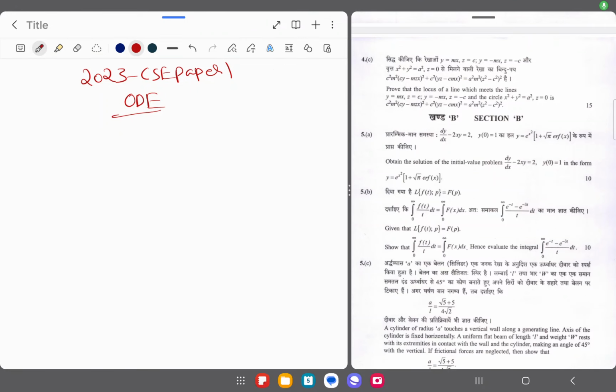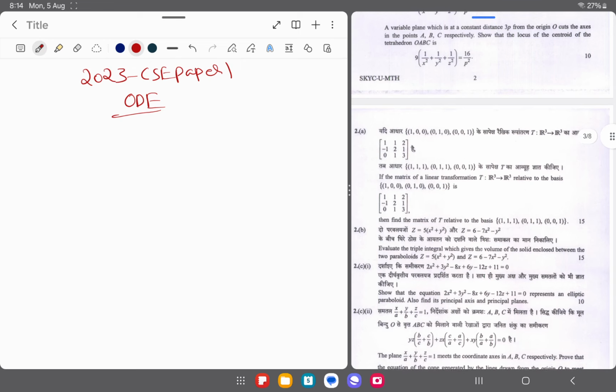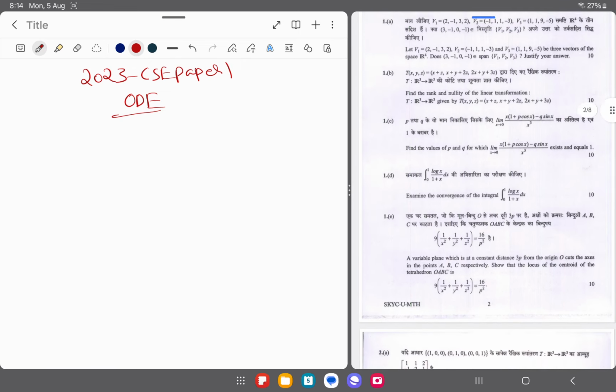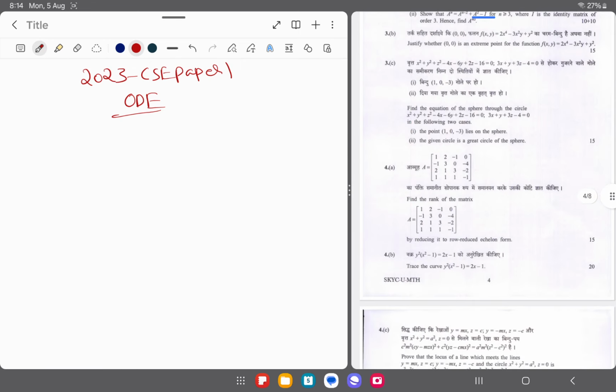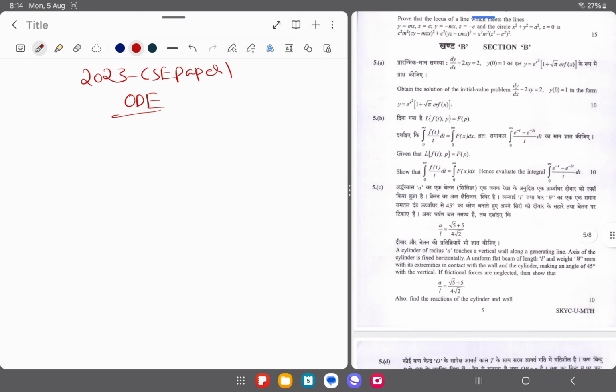So today we will solve 2023 CSE Paper 1 differential equations questions. Yeah, so we know that we will be starting from Section B only anyway. This is the first one, the fifth one.